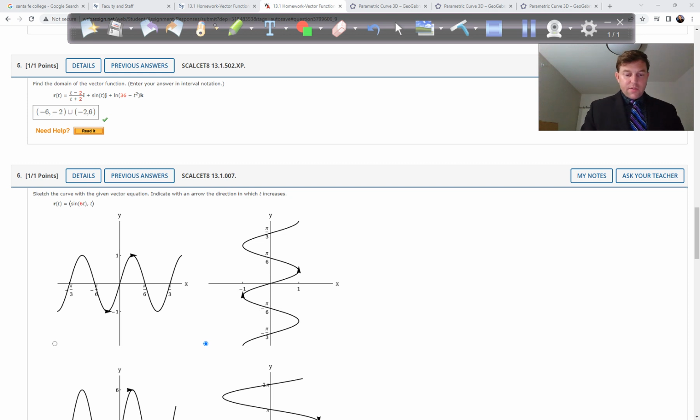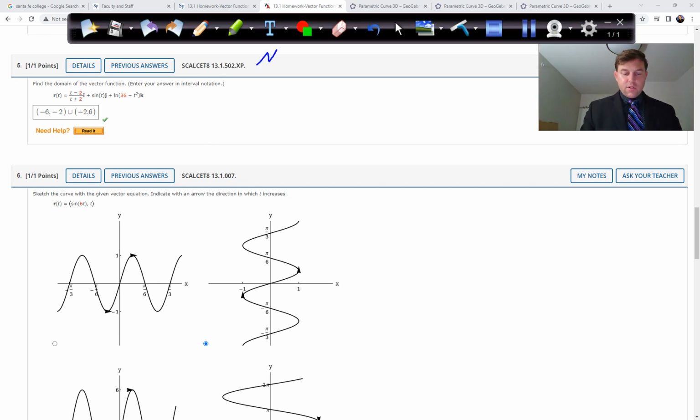So the domain of a function is going to break down if we divide by 0 or if we have the square root of a negative number. So here's what we're looking out for: divide by 0 or the square root of a negative number. If we get one of those two conditions, we're going to have a breakdown in the domain. So we just have to look for that.